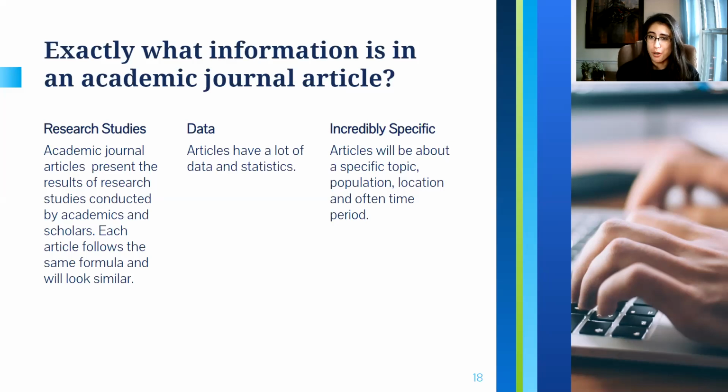If you really want to know more about this, ask your professors what research they do, and they'll tell you, and they can probably show you some articles that they have published, and they'll help you understand what information goes into these. Next off, data. They're going to have so much data, lots of statistics, lots of information. And finally, they're going to be incredibly specific. These articles are going to be about a very specific topic, population, location, and often time period.